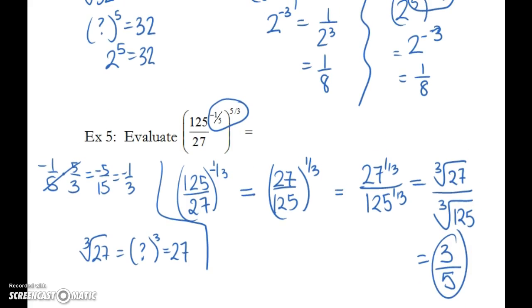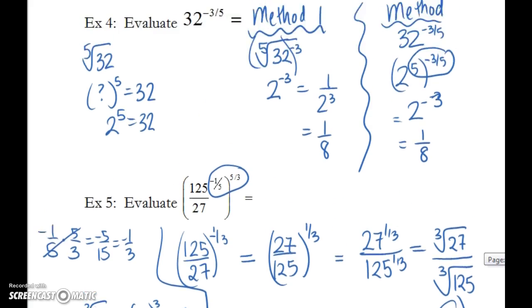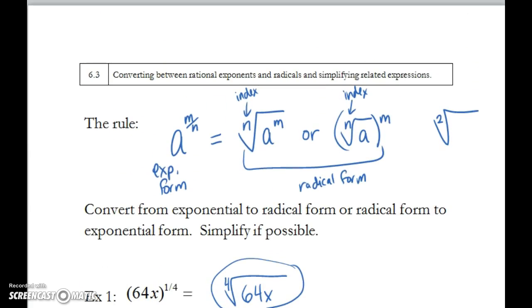So using your properties of exponents and this idea of converting between radical form and exponential form, you can simplify expressions. This is Standard 6.3, which is converting between rational exponents and radicals and also simplifying.